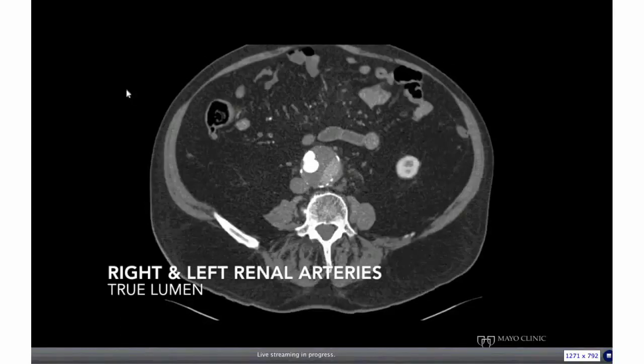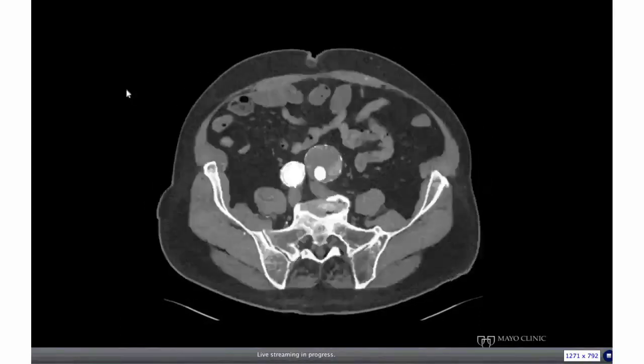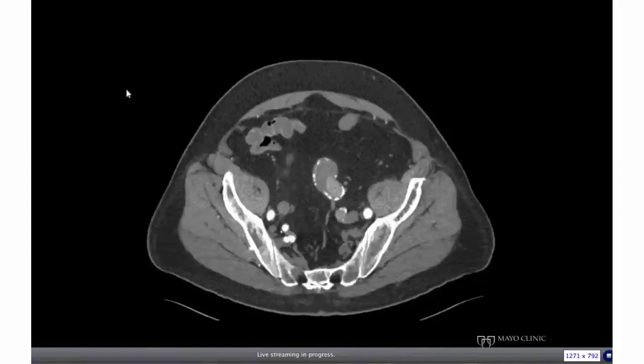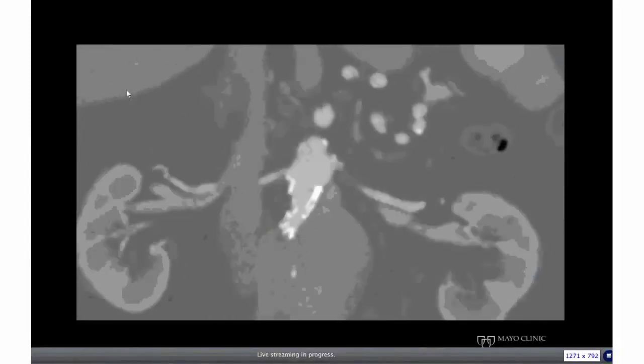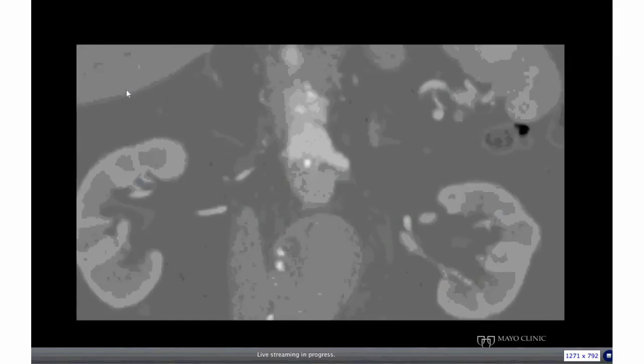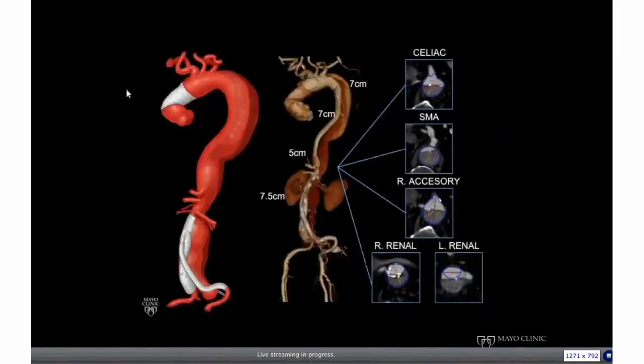The coronal views also demonstrate that there is a fairly short distance between the renal arteries and the flow divider of that infrarenal aortic device. The size of the aneurysm was 7.5 centimeters in the abdomen and 7 centimeters in the proximal thoracic aorta, and you see here a summary of the location of the renal mesenteric vessels.